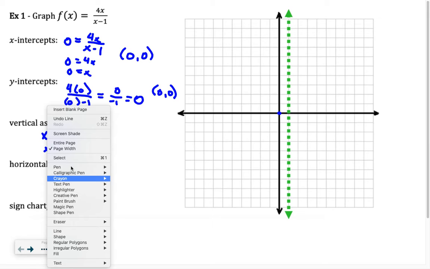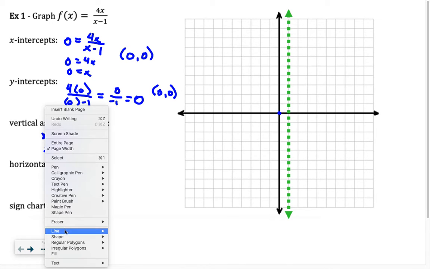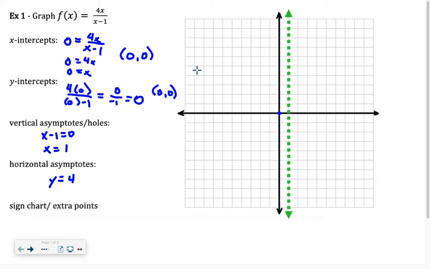Then, for horizontal asymptotes, we use our 3 rules that we talked about. In this case, the numerator and denominator have the same power. That means my horizontal asymptote is leading coefficient over leading coefficient. So y equals 4 over 1, or just y equals 4. So let's put in a dotted line at y equals 4.